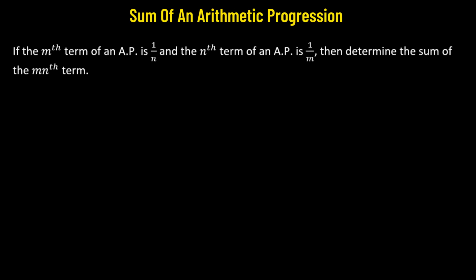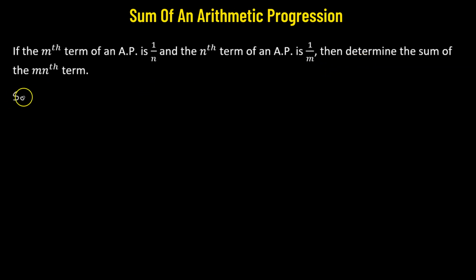So here we have in this problem, it's given that we have an arithmetic progression. The mth term of that AP is 1 over n, and the nth term of the same AP has a value 1 over m. Then using this information, we need to determine the sum of the mnth term.